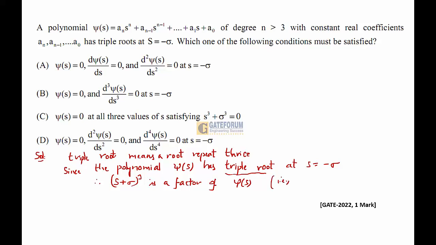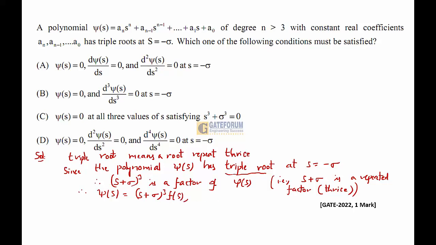That is, s plus alpha is a repeated factor, thrice, of the polynomial psi of s. So, therefore, such a psi of s can be written as (s plus alpha) whole cube into some other function of s.